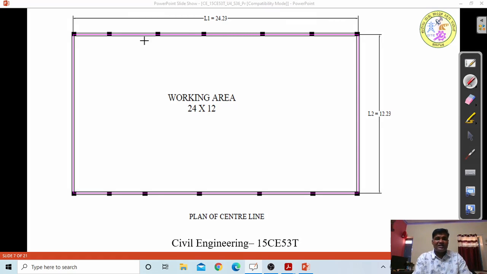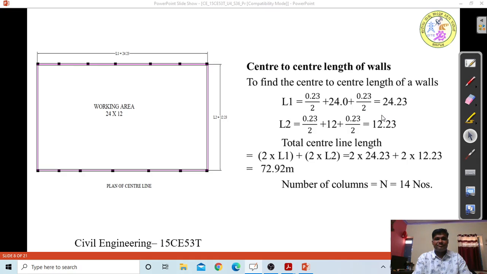So in the center line, 24 meter was the internal dimension, plus the wall width for both sides, it will come to 24.23 meters, and also in the y direction 12 meter is the internal dimension, plus the wall width, which will come to 12.23 meters. Then calculating the center line length of the walls.